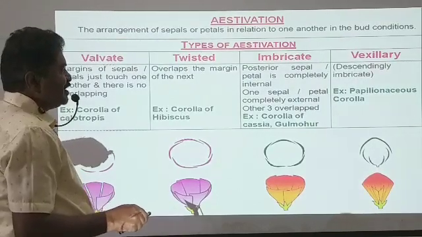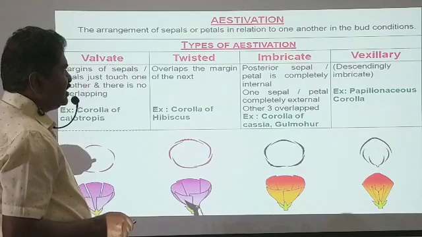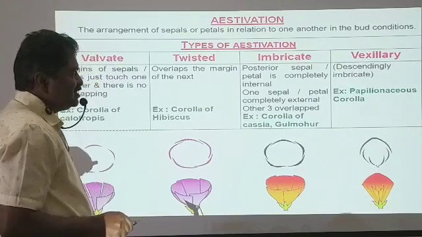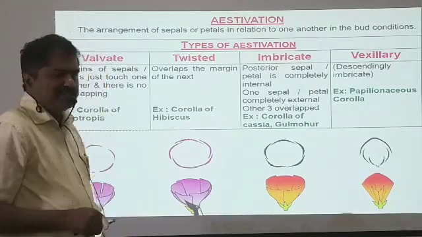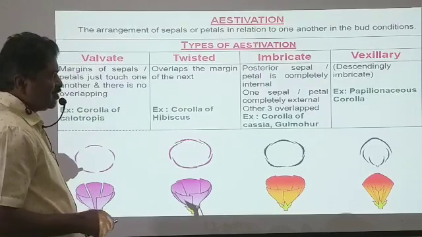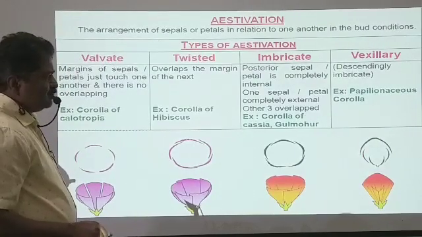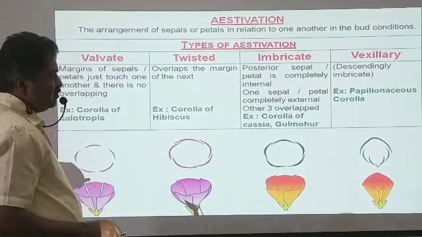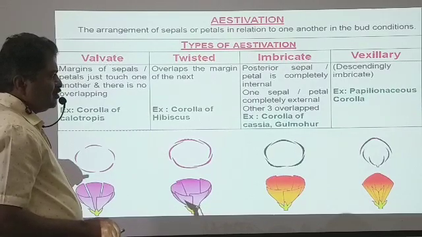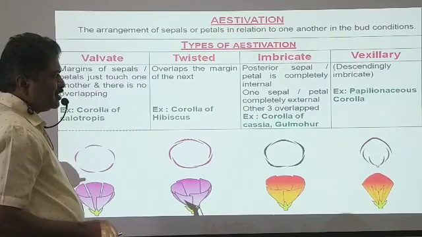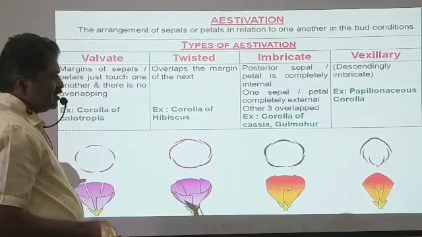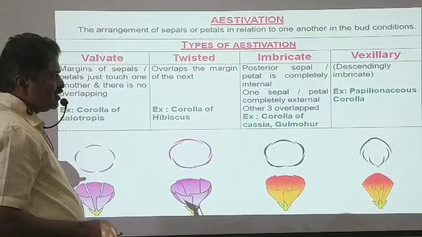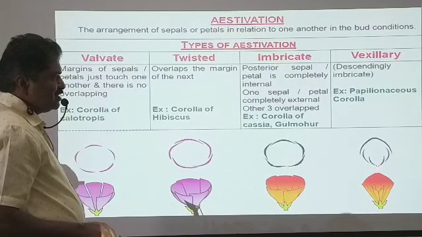And the last one is the vexillary or descendingly imbricate aestivation. It is a characteristic feature of the family Papilionaceae. In the Papilionaceae corolla, there is one large petal that is called the standard petal. This covers the wing petals. These two are the wing petals, and these two wing petals cover the keel petals. These keel petals are two.